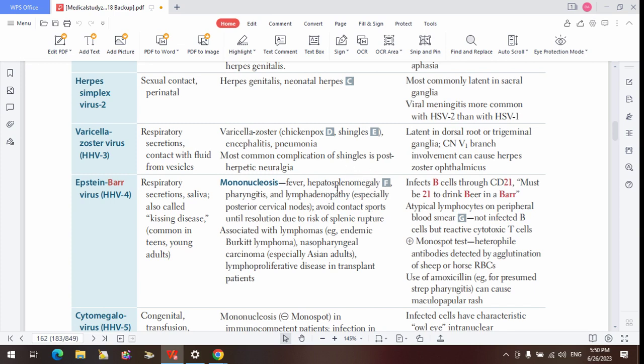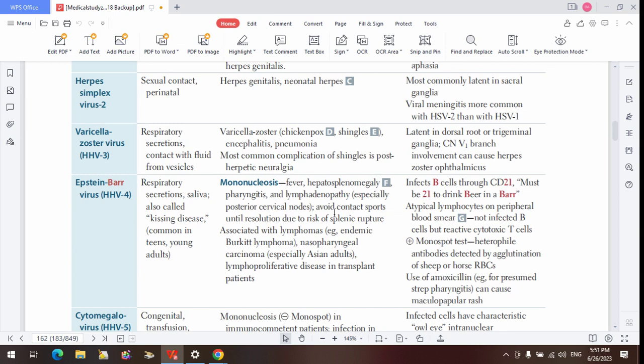Hepatosplenomegaly must be part of the presentation for infectious mononucleosis. It's an infection, so there's going to be fever. Infections are shared with lymphadenopathy, but this one particularly affects the posterior cervical nodes. There's going to be a sore throat because, of course, it's transmitted through the respiratory tract, and there is hepatosplenomegaly.